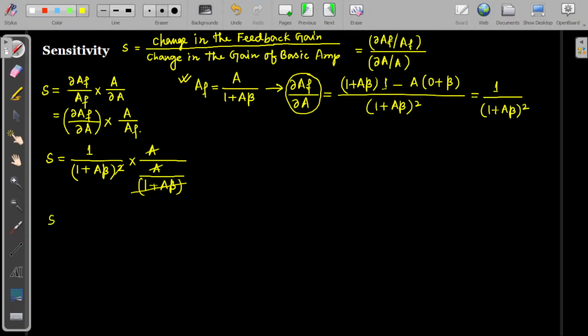So S will be equal to 1 by 1 plus A beta. This is how the sensitivity equation looks. This is the sensitivity of the feedback amplifier if we use negative feedback. Okay. So now in this case, 1 plus A beta is called D, and D means the desensitivity.